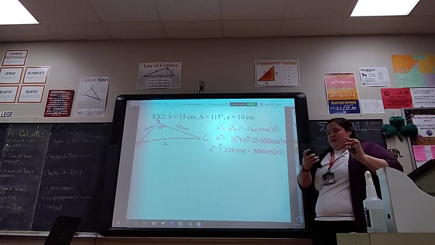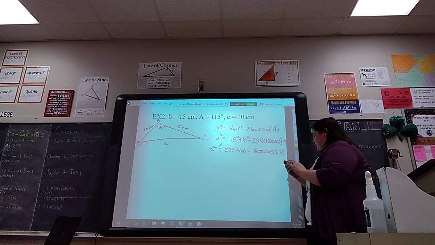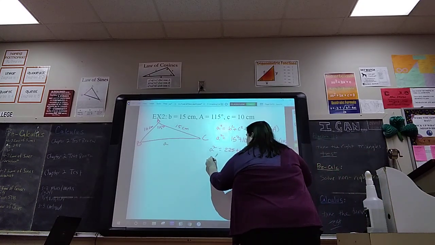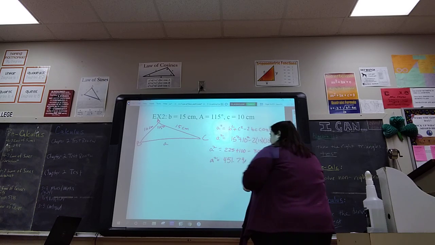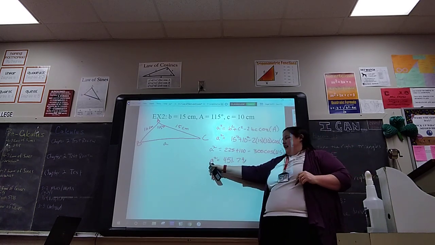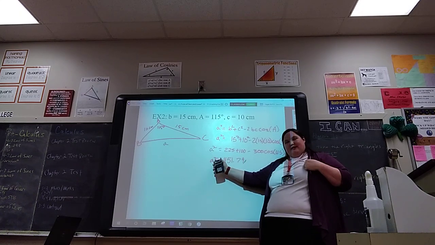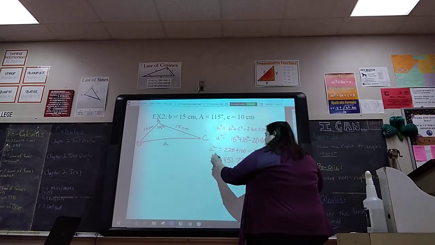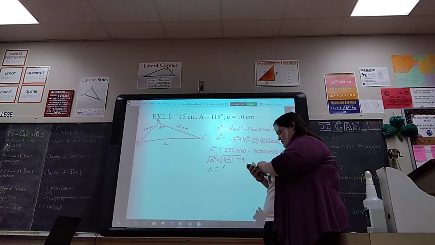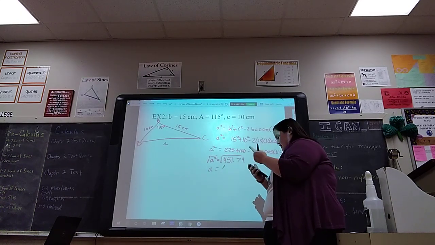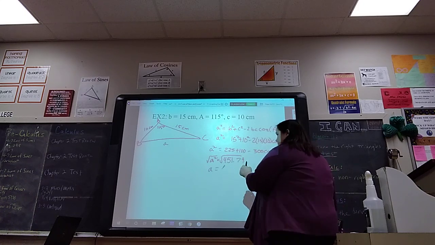And so that's 451.78. That seems awfully big to be a side. Yeah, because it's not really the side, it's the side squared. So how do I get rid of this square? Then you move over and square root. So you get 21.3.